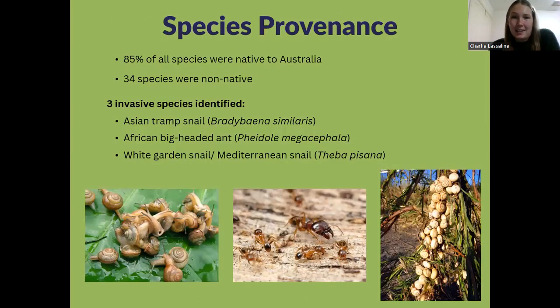I also looked at the provenance of the species sold, so their origin, and I found that 85% of all of the species sold were native to Australia and 34 were non-native. From these non-native species, 3 were invasive, and that is the Asian tramp snail, the African big-headed ant, and the white garden snail or the Mediterranean snail that you might have seen around South Australia.